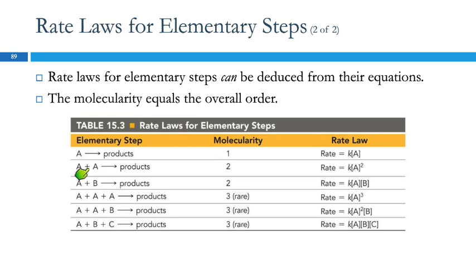So, molecularity of 1, we have a first order rate law. We've got A and A that have to collide. They're two of the same. Then we've got k[A]^2. Two different ones, and then it's going to be k[A][B]. And so what this ends up being is the rate constant times the concentration of each molecule raised to its coefficient. But you can only do it for elementary steps. The molecularity is the same as the overall order.